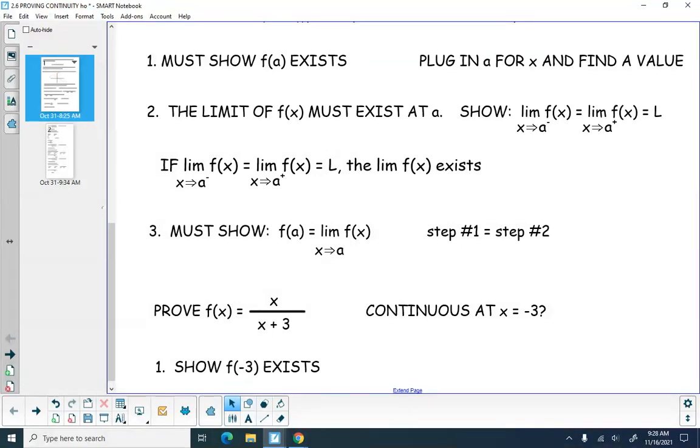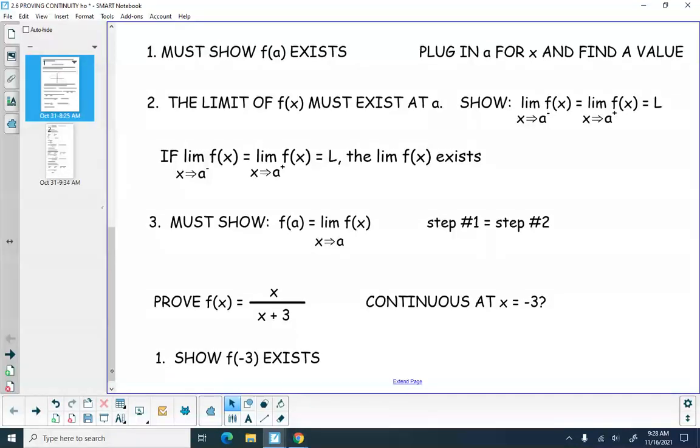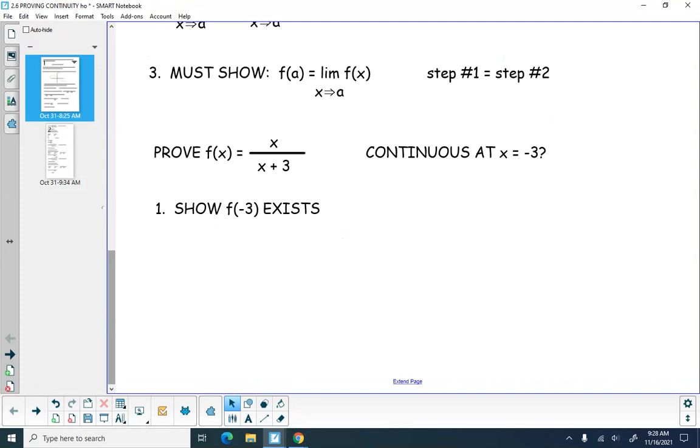So we take a look at some problems. We want to prove that this function f of x equals x over x plus 3 is continuous at x equals -3. So we have a 3-step process that we have to go through. Step 1, we have to show our function f of x exists at x equals -3. So we plug it in.